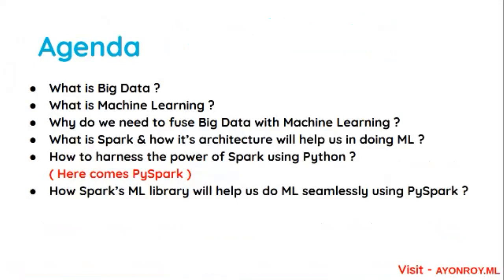Then once you know the basics and why we should fuse them, there come the terminologies, the concept of Apache Spark and how its architecture will help us in doing machine learning and data science related stuff. Whenever you go into machine learning or data science, you would hear that people usually prefer Python, or they prefer R. Me being a Python lover, I will brief you about how you can utilize the Python API to use the advantages that Spark as a platform or ecosystem provides. And then Spark's machine learning library, which will help us do machine learning seamlessly. We will see how it helps us achieve those algorithms, regression and classification, so easily with the help of PySpark.